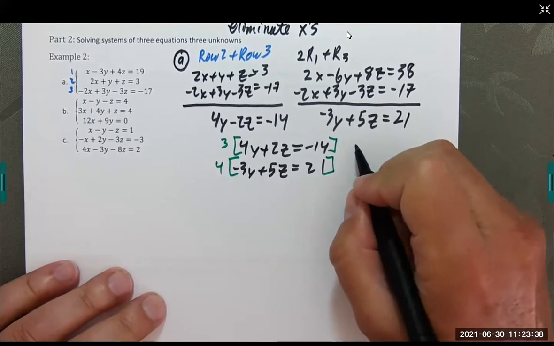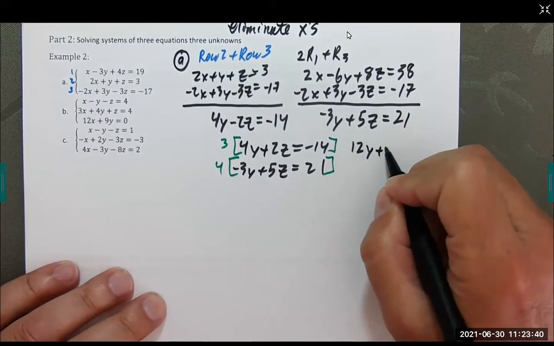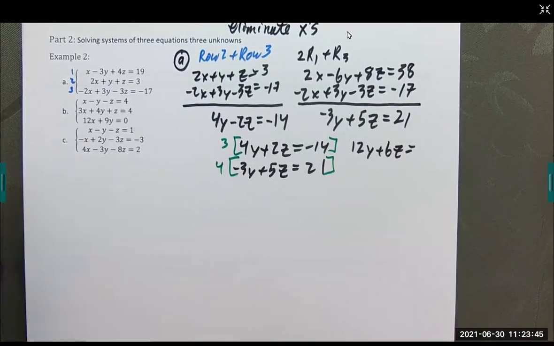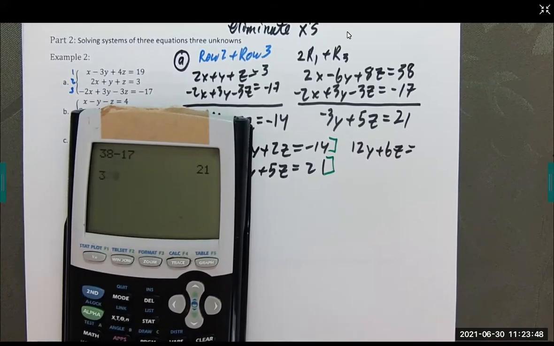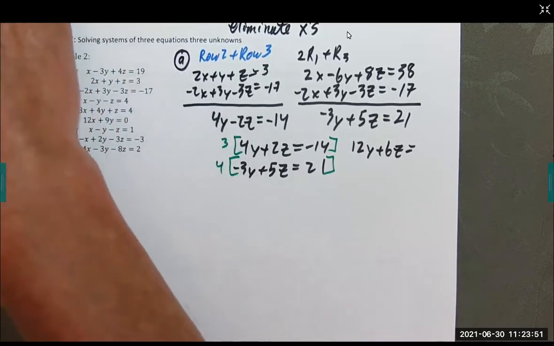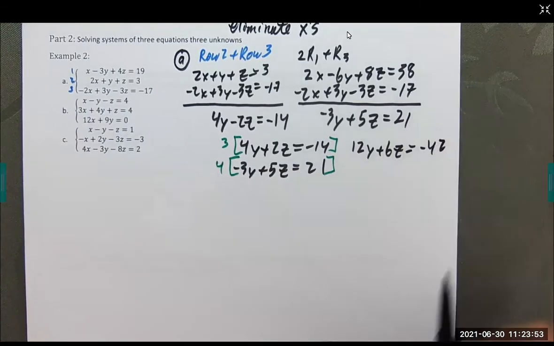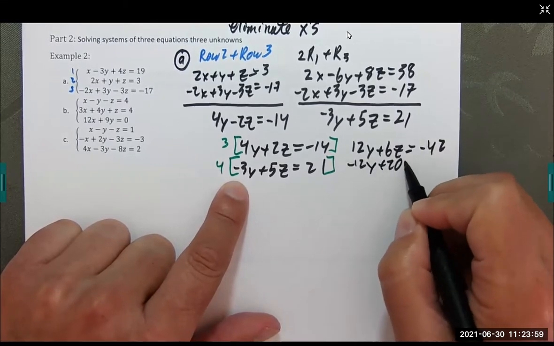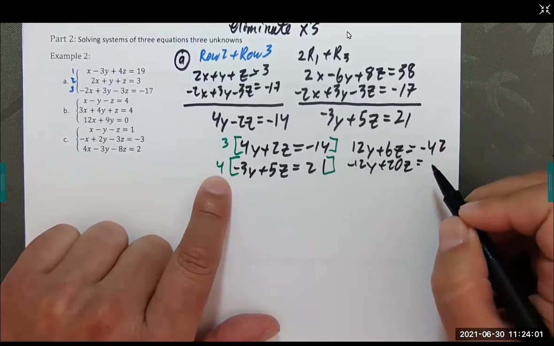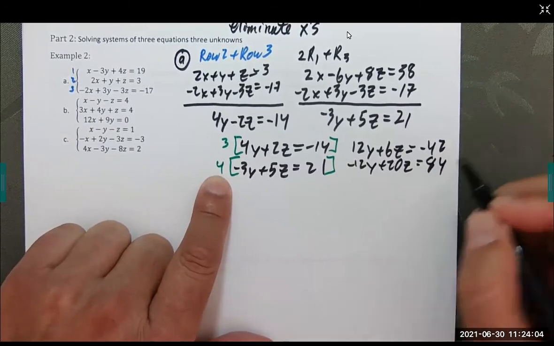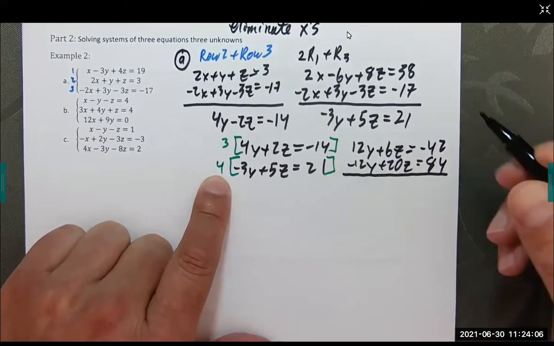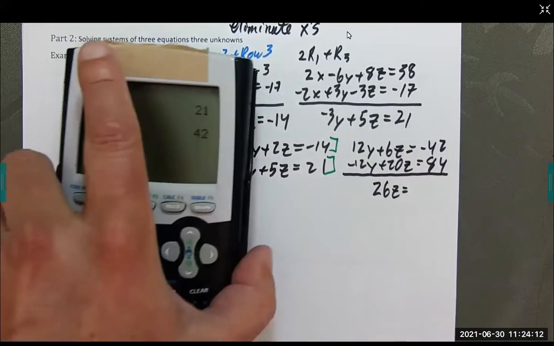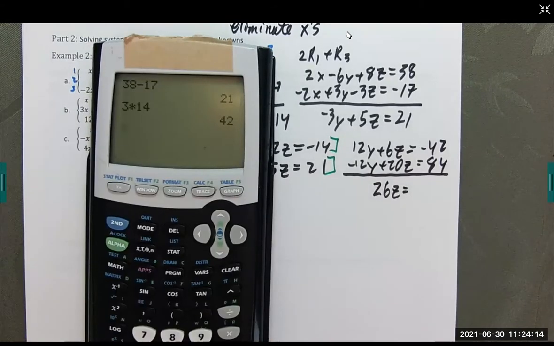So 12y plus 6z equals 3 times 14, which is 42. 3 times 14, yeah, negative 42. This one is going to be negative 12y plus 20z equals 4 times 21 is 84. So looks like I get 26z equals, I don't know what that is. Actually, I do, that's 42.